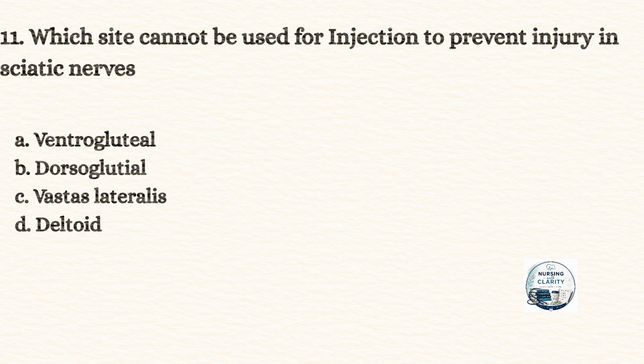11th question. Which site cannot be used for IM injection to prevent injury in sciatic nerves? A. Ventrogluteal, B. Dorsogluteal, C. Vastus lateralis, D. Deltoid. The correct answer is option B. Dorsogluteal. Dorsogluteal site, which means upper outer quadrant of the buttocks, is close to the sciatic nerve. Incorrect or deep injections here risk damaging the sciatic nerve, leading to pain, paralysis, or numbness.